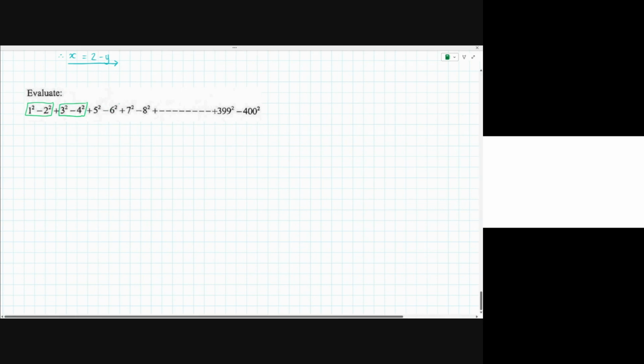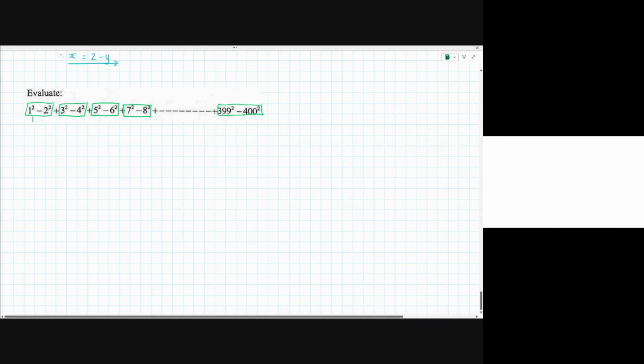So 1, 2, 3, 4, 5, 6, 7, 8. We're adding the difference of consecutive integers. 399, 400. So whenever we get questions like this, we kind of have to see what is the pattern. What can I group together? What can I not group together? How do they work? And the reason I'm specifically grouping the differences is, again, difference of squares.